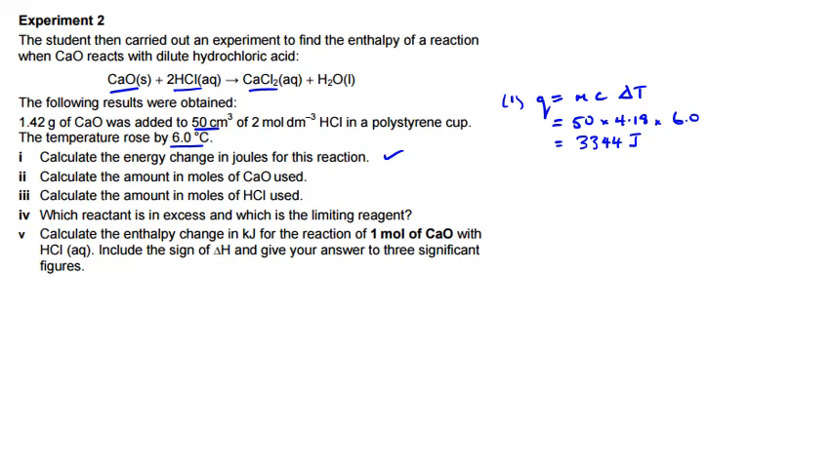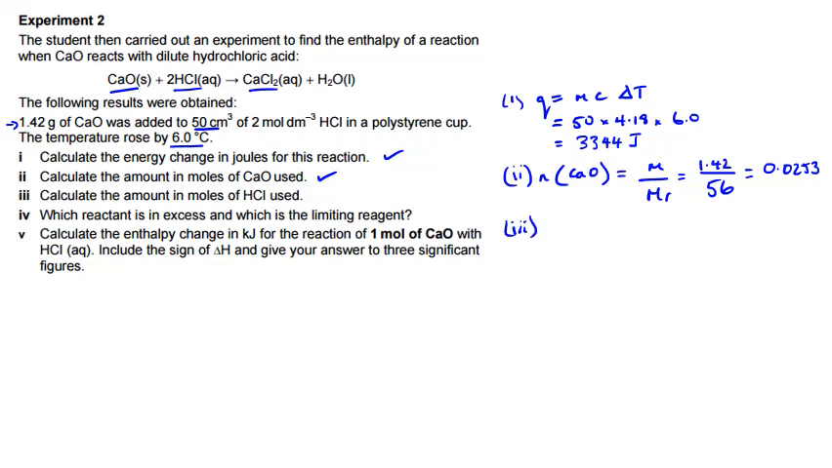Part 2, calculate the amount in moles of calcium oxide. So moles of calcium oxide is going to be the mass of calcium oxide divided by the MR of calcium oxide, where the mass is given in the question, here 1.42 grams, and the MR of calcium oxide is going to be calcium, which is 40 plus 16, which I'll make 56, and so 1.42 over 56 is going to come out at 0.0253. So that's how many moles of calcium oxide we've got.